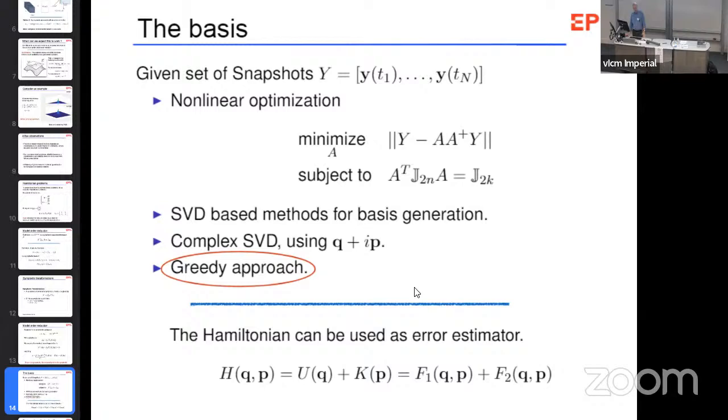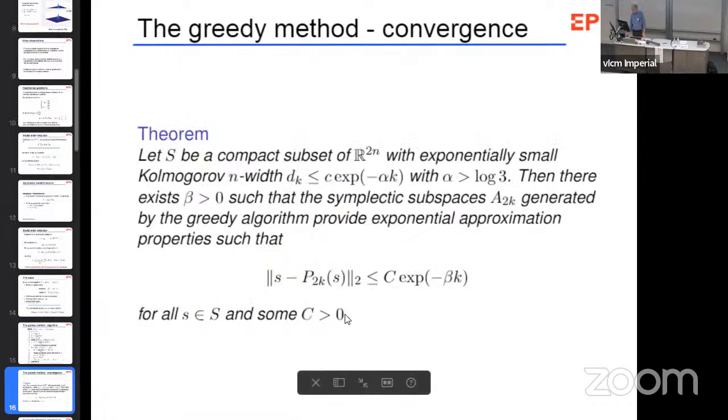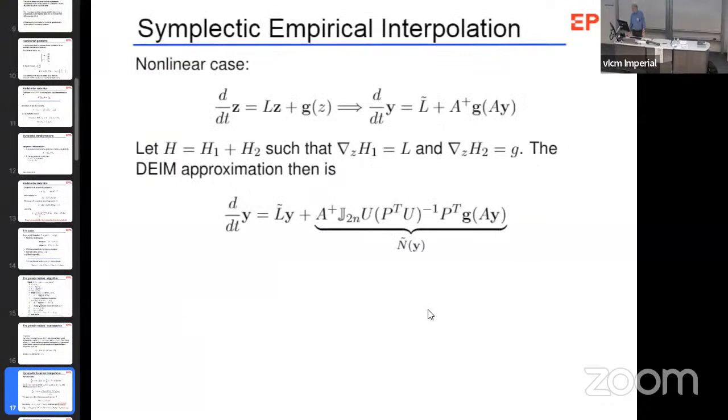I'm not going to spend a lot of time, but you can see the idea: for the basis that you have, compute the maximum error in the Hamiltonian. That is now the new parameter value for which you compute a solution, of if you will, the half of the new vector, and then construct the other half to satisfy the symplectic constraint. Then you have enriched the basis by one and you grow it. You can prove, in fact, that if the Kolmogorov width decays exponentially fast, the greedy approach will create a basis that also guarantees an exponentially fast approximation to the problem, with an error estimator. Now, what about nonlinear problems?